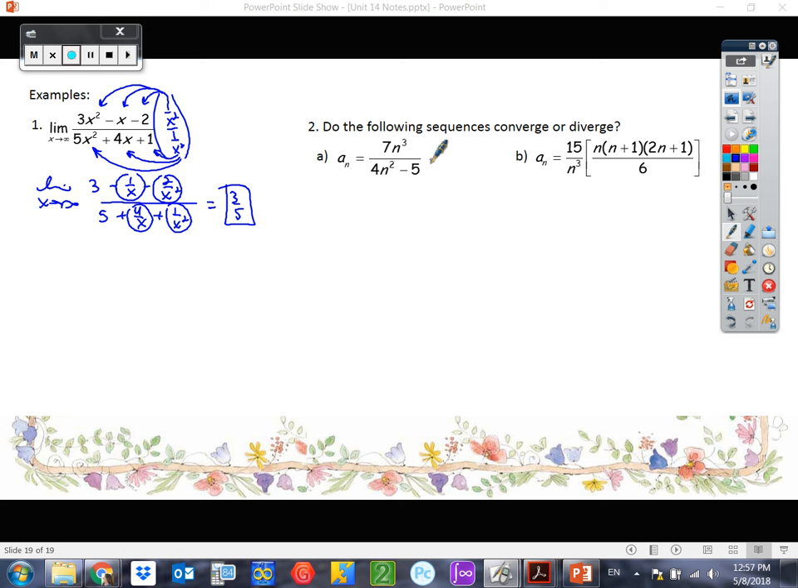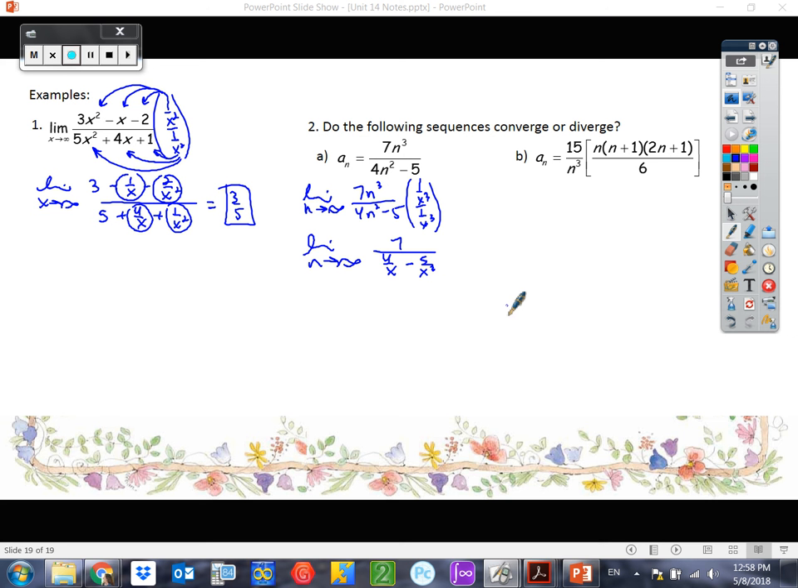We're going to investigate this by taking the limit as n goes to infinity of 7n cubed over 4n squared minus 5. Now here, if we look in the numerator and denominator, we see that the largest power is 3. So I'm going to multiply by 1 over n cubed over 1 over n cubed. So then we get the limit as n goes to infinity. We're just going to distribute and simplify all at the same time. So in the numerator we get 7, and in the denominator we get 4 over n minus 5 over n cubed.